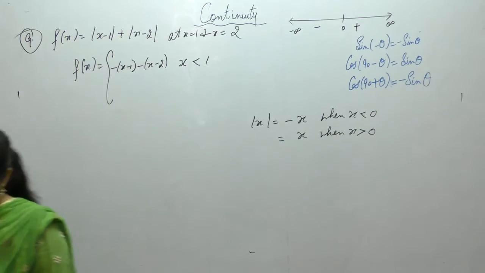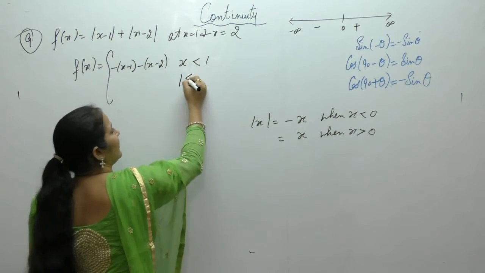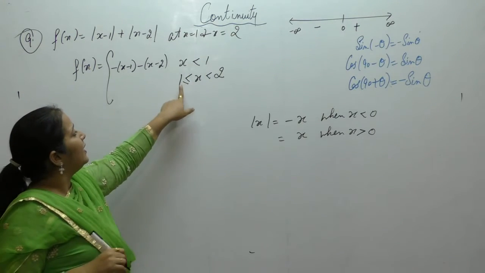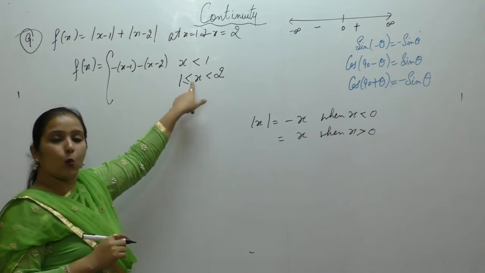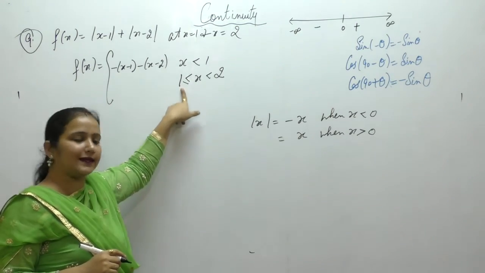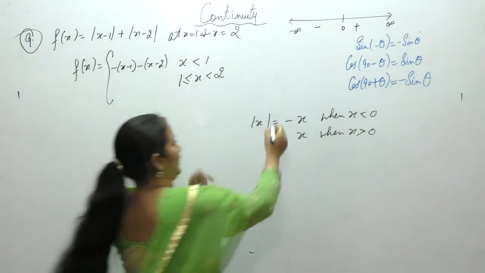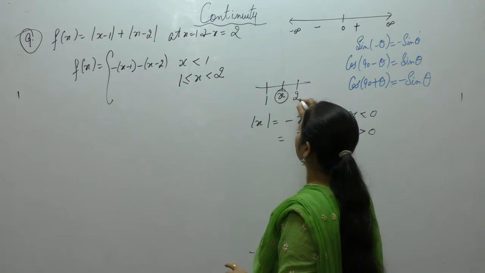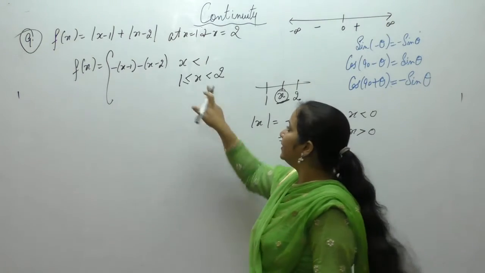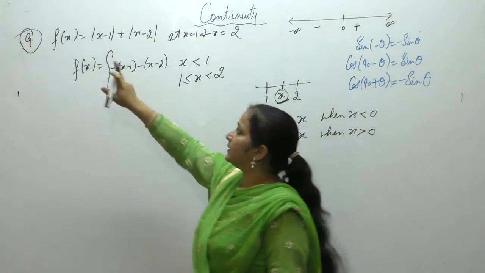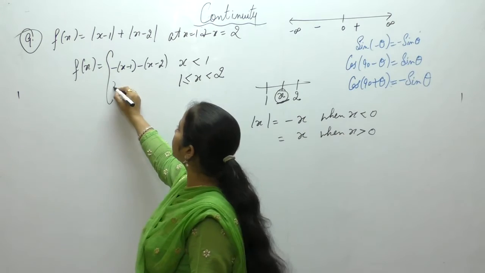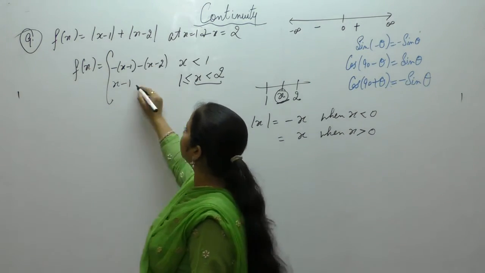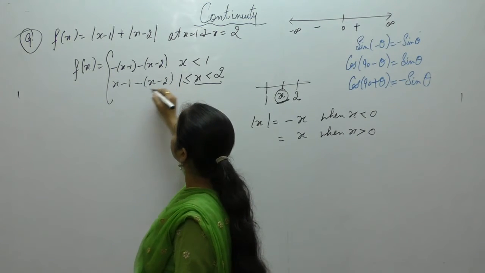Now next is the step. We have to check 1 is less than or equal to x less than 2. The value of x is equal to 1 and greater, but less than 2. The value of x is bigger than 1 but smaller than 2. Clear? When x is greater than 1, then modulus of this function will be positive, but x is less than 2, so this value will be negative.